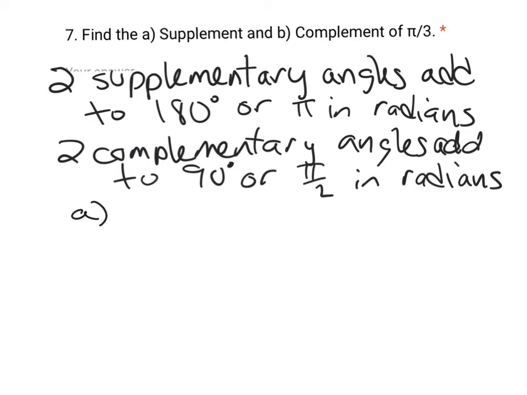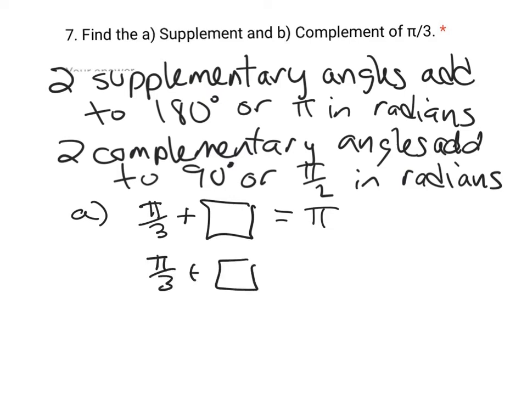So when we're working with part A, we want to find the supplement to pi over 3. We want pi over 3 added to our missing angle to equal pi, which is the same thing as adding to 180 if you were in degrees. If you stay in radians, here's how to do it.